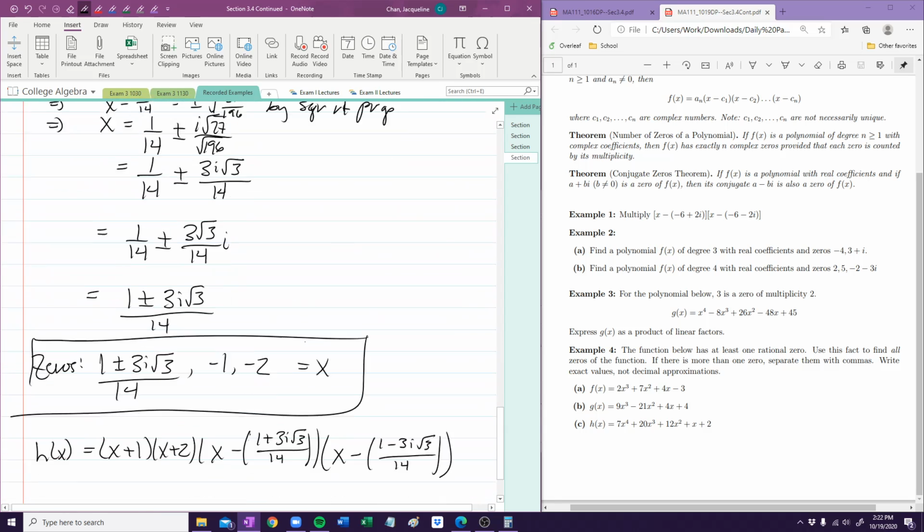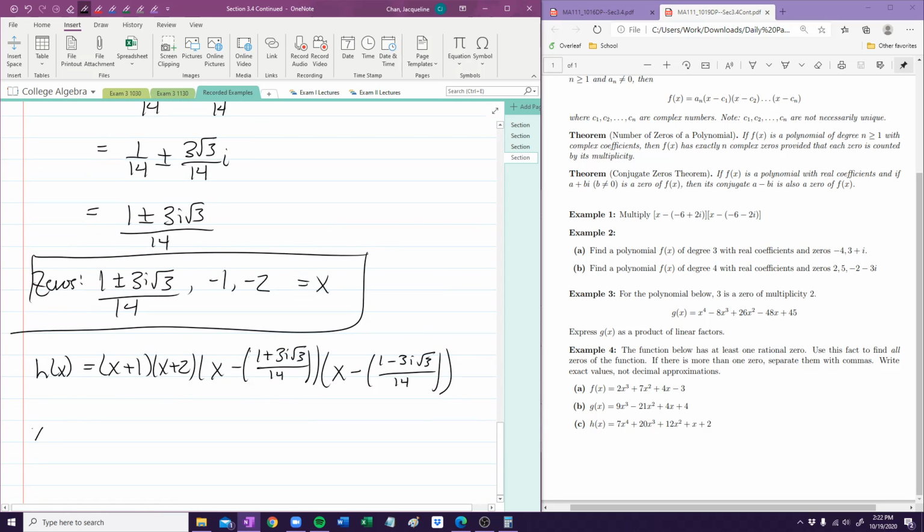So I'm going to look at -1. Okay, so I have x plus 1, because remember that's my c, and my factor is written as x minus c. And then we have 7x to the 4th plus 20x cubed plus 12x squared plus x plus 2.